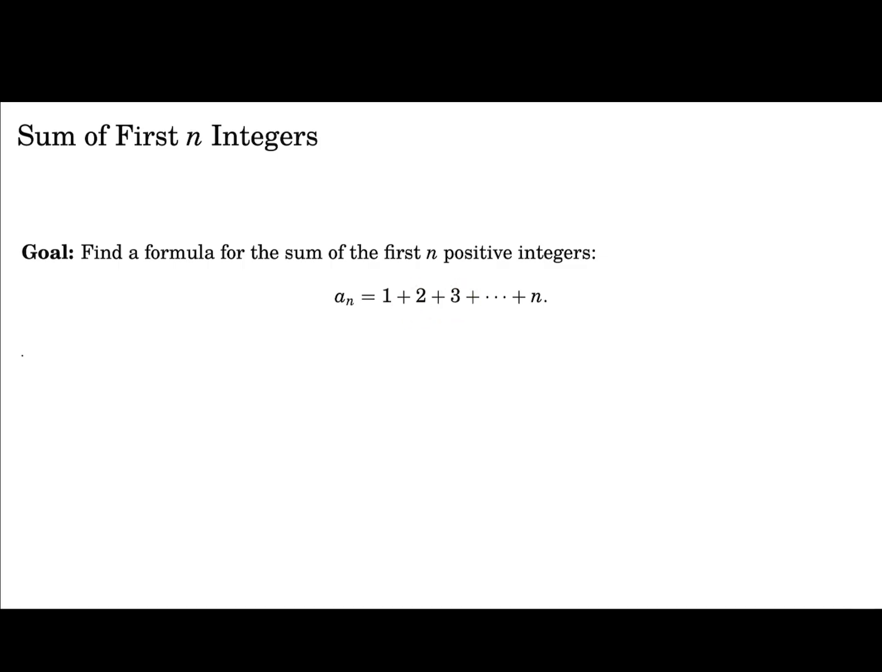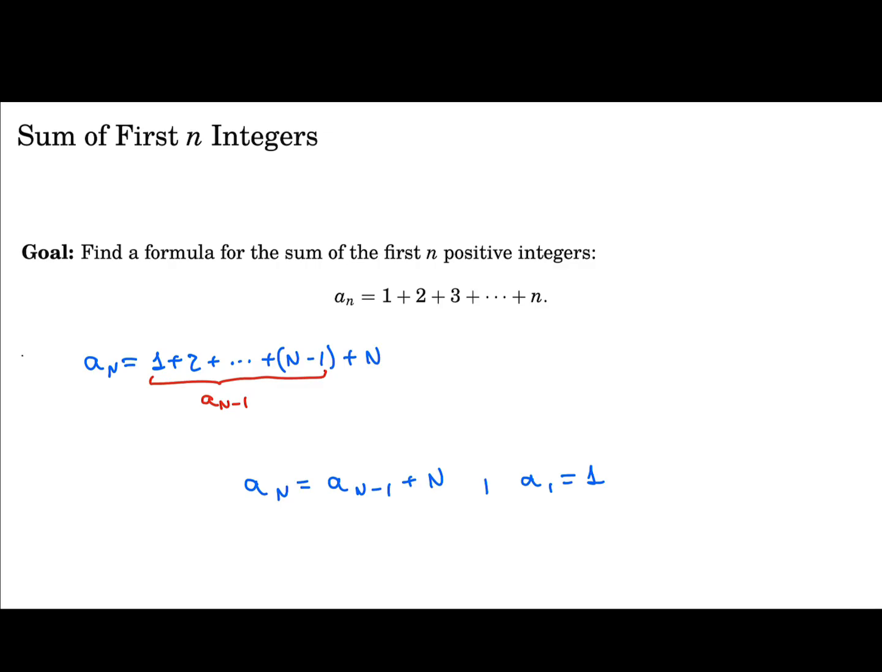The idea is that you can write a_n like this, and note that this first part here is essentially a_(n-1), which means that a_n is equal to a_(n-1) plus n, with initial condition a_1 equal to 1. So this is our recursion. It's not homogeneous because of this n term. And so now let's find the general solution for this.